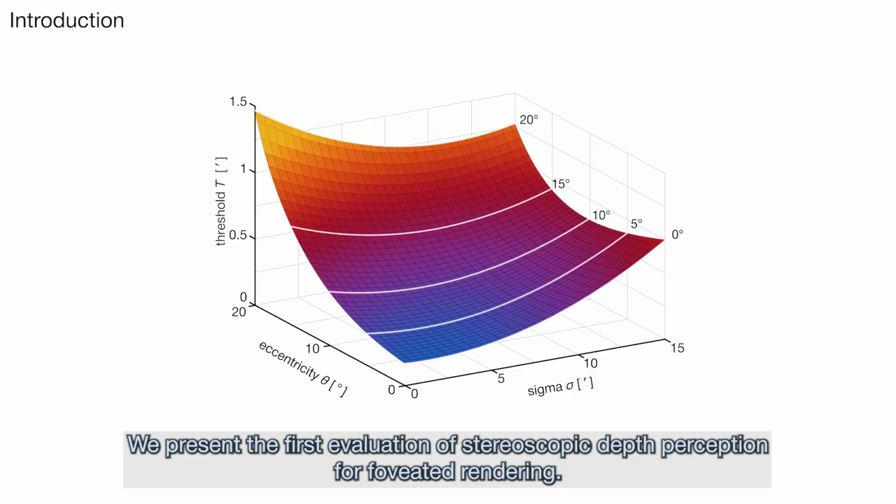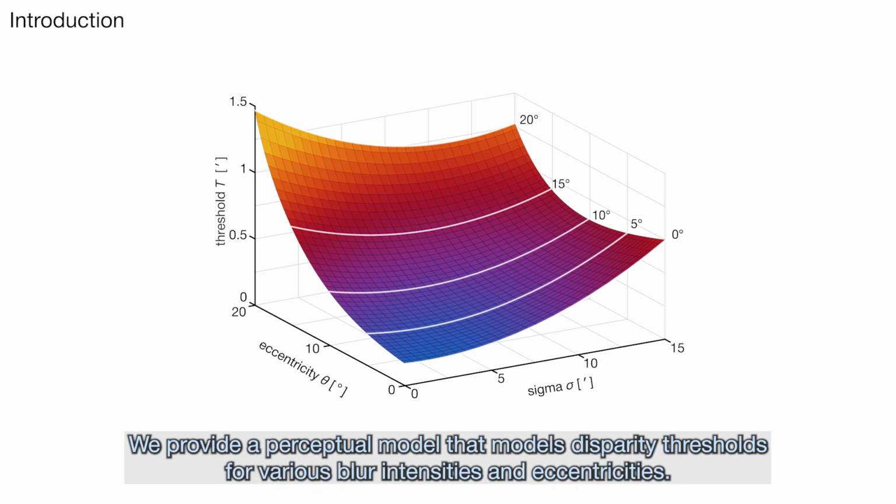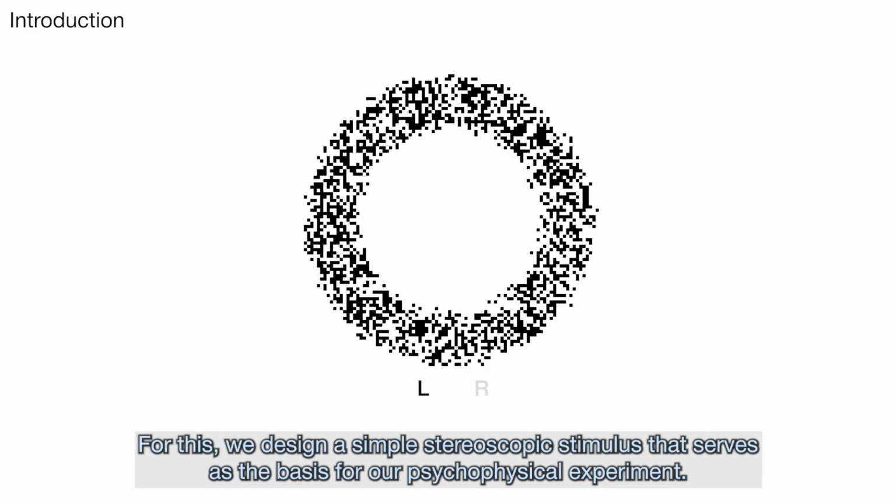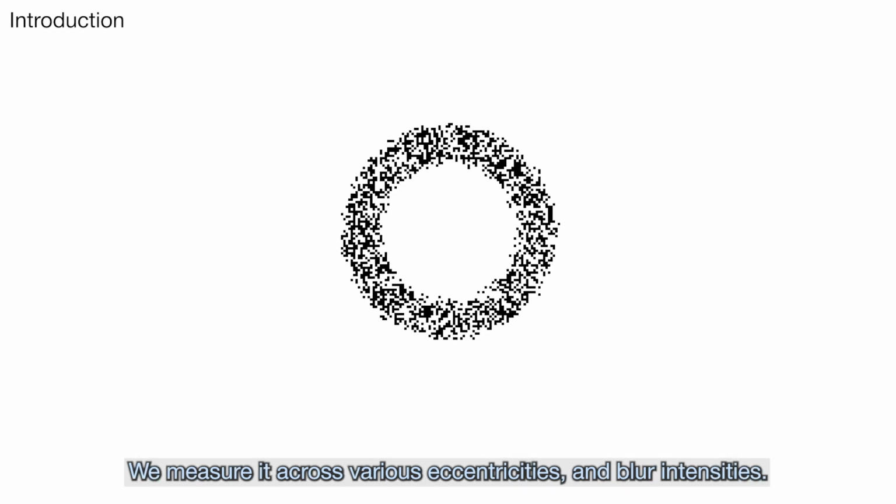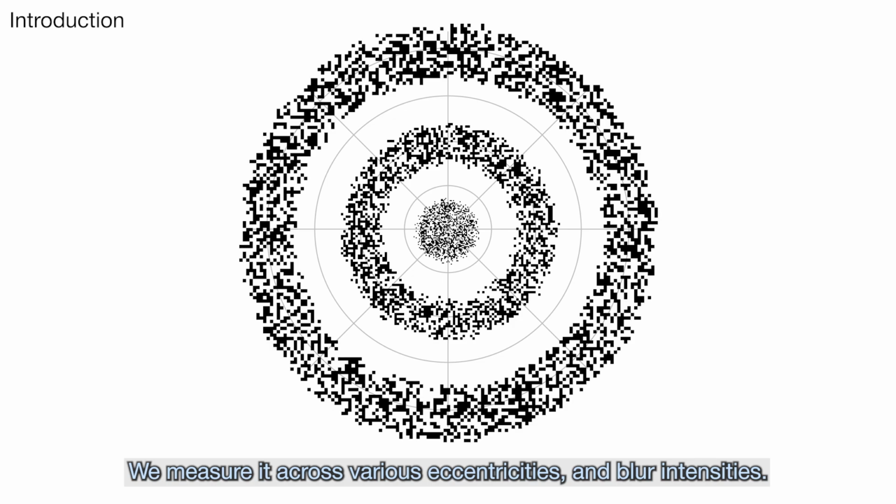We present the first evaluation of stereoscopic depth perception for foveated rendering. We provide a perceptual model that models disparity thresholds for various blur intensities and eccentricities. For this, we designed a simple stereoscopic stimulus that serves as the basis for our psychophysical experiment. We measure it across various eccentricities and blur intensities.